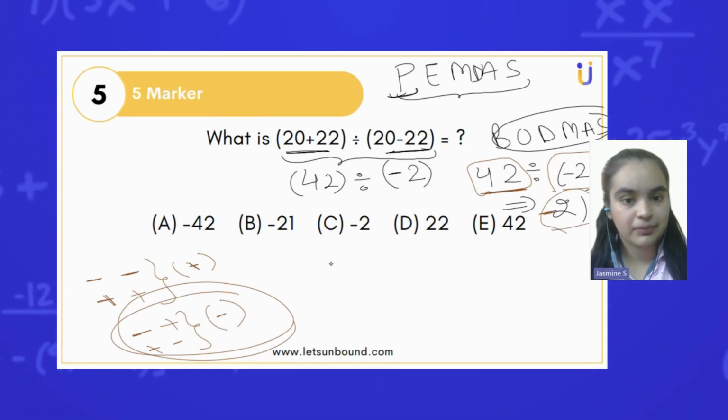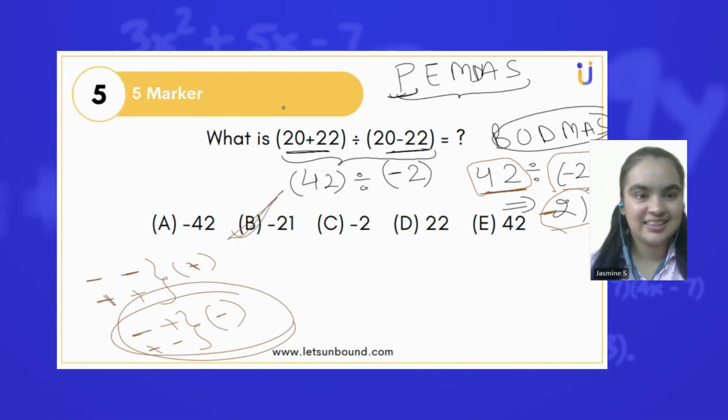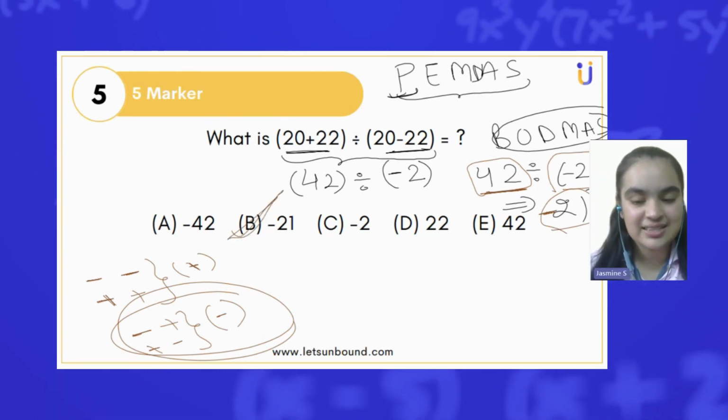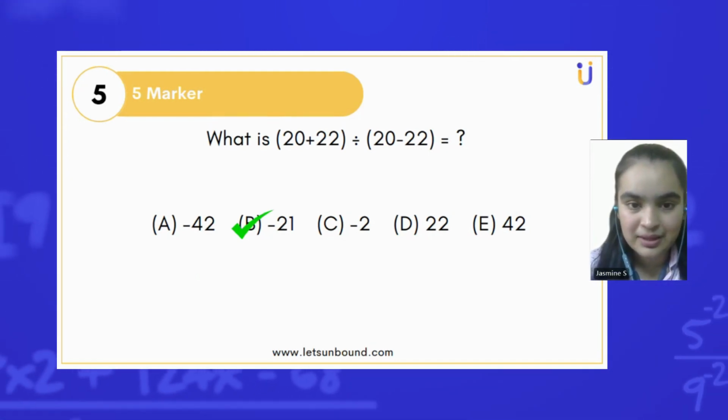Minus 21. Where is minus 21? Option number B. So the correct answer is option number B, minus 21.